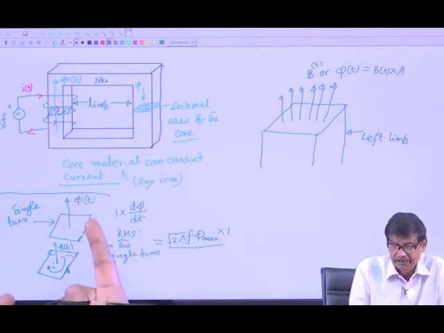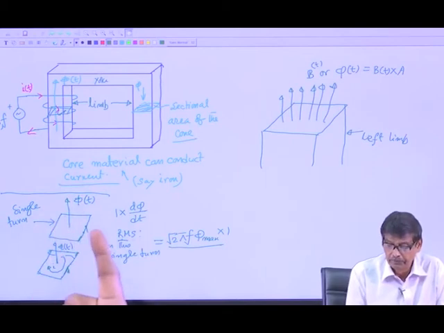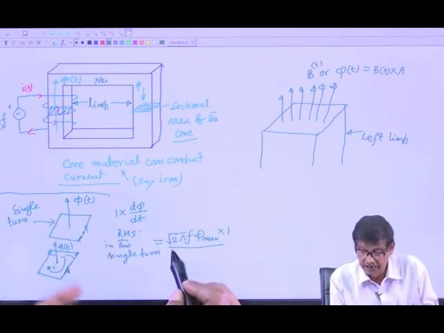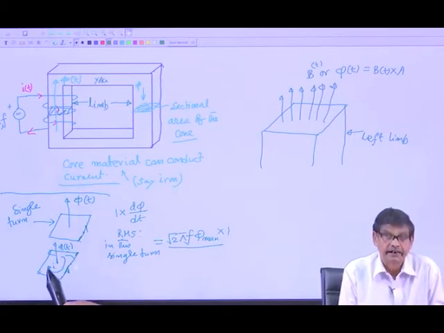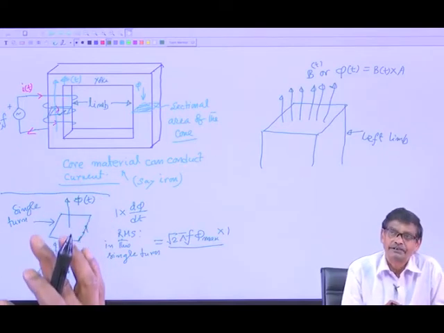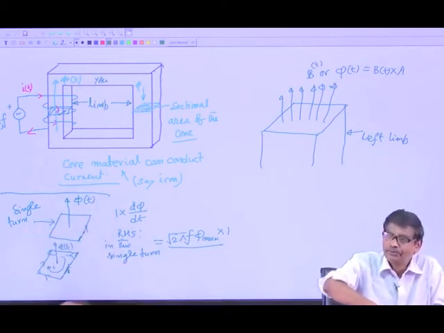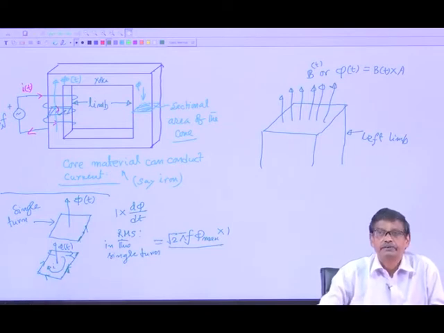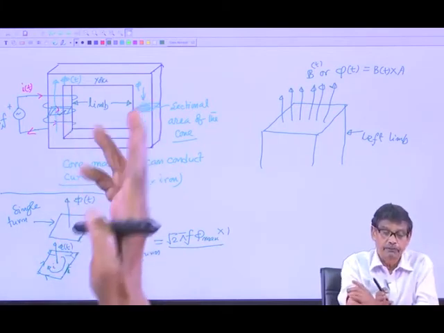The problem I have stated here is a single rectangular turn, and let us imagine there is a time varying flux going up and down crossing this coil. Then there will be an RMS voltage induced in the single turn, that is, n is 1, and this voltage will drive a current. The direction of the current you find by applying Lenz's law: imagine the flux is increasing in the upward direction, then the current induced in this loop must flow in this direction so that it will oppose the very cause for which it is due. That is Lenz's law. With this background, let us now come to what is happening in the transformer core.